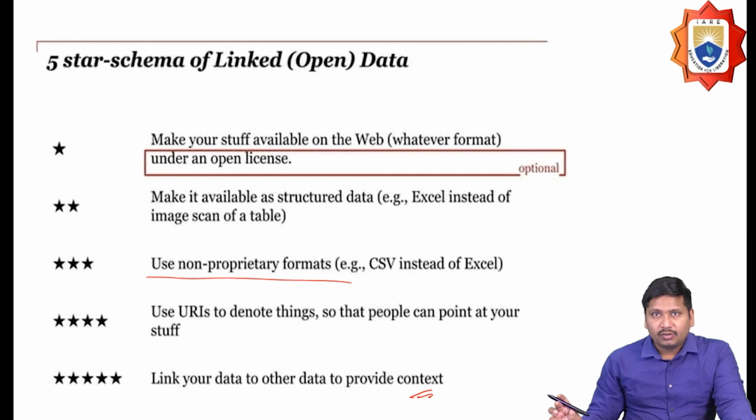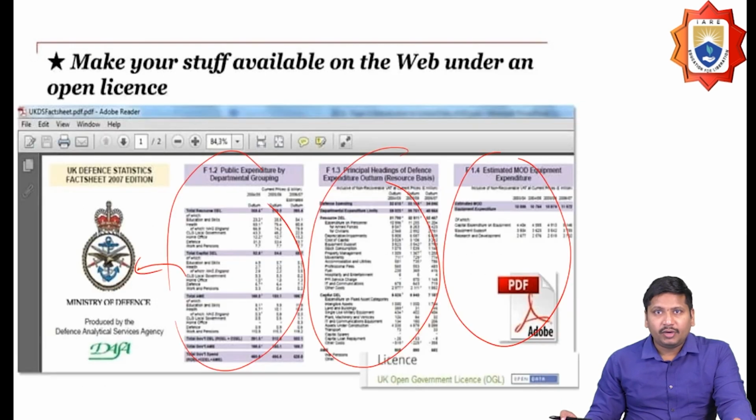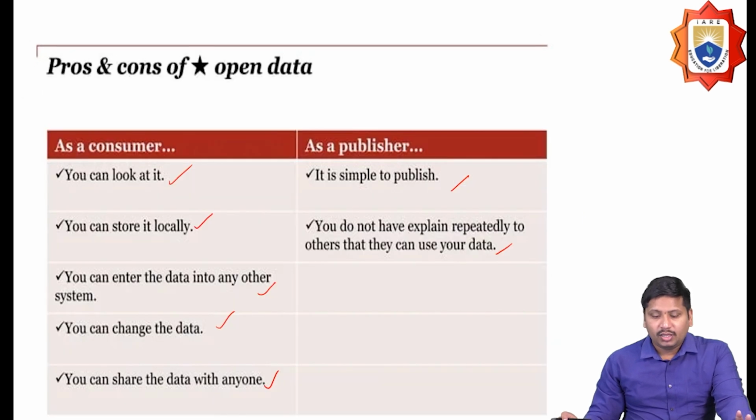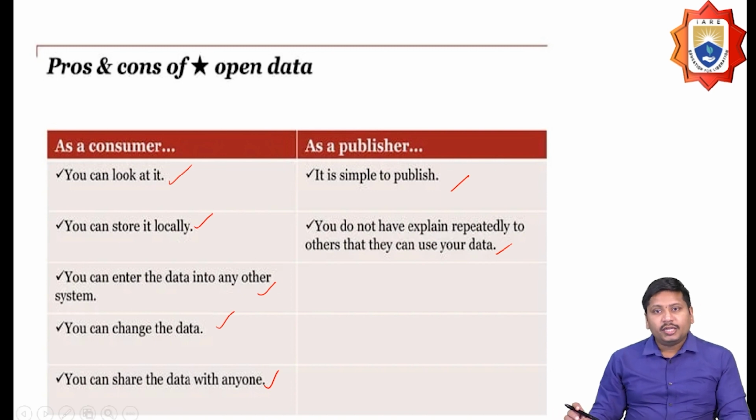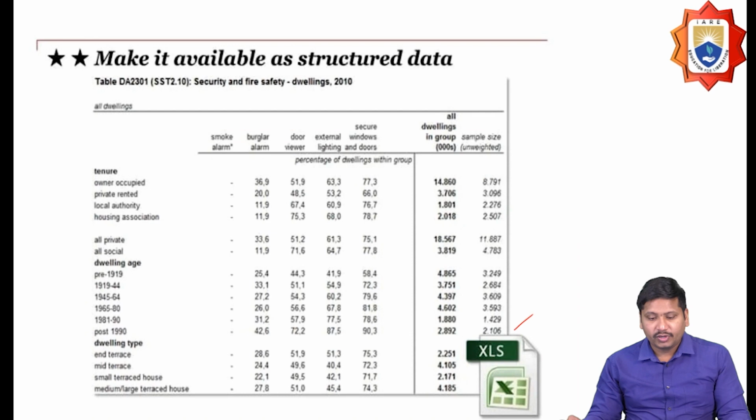The 1-star scheme of linked data is making stuff available on the web under an open license. The advantages are that you can look it up easily, store it locally, enter the data into a system, change the data, and share the data with anyone. As a publisher, it should be simple to publish, and it should not have to be explained repeatedly to others who use our data.